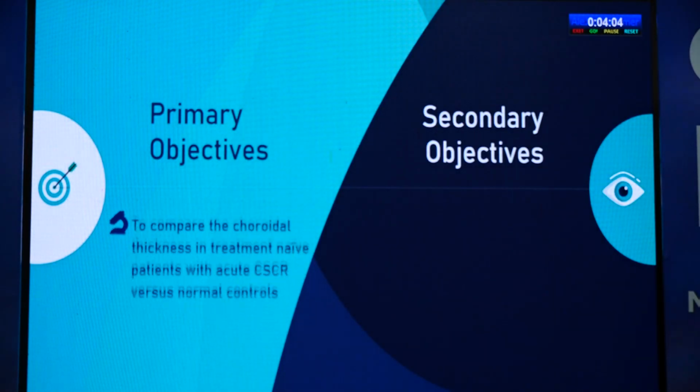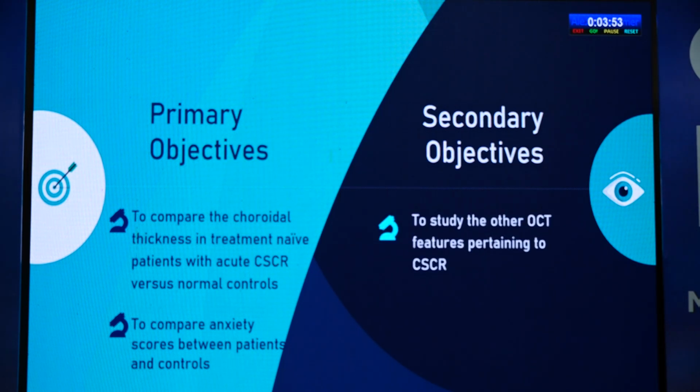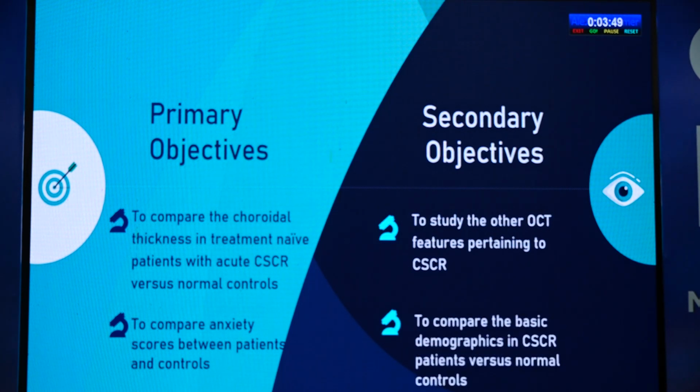The primary objectives were to compare the choroidal thickness in treatment-naive patients coming for the first time and compare it with normal controls, and to compare anxiety scores between patients and controls. The secondary objectives were to study the other OCT features pertaining to CSR and to compare the basic demographics in CSR versus normal controls.